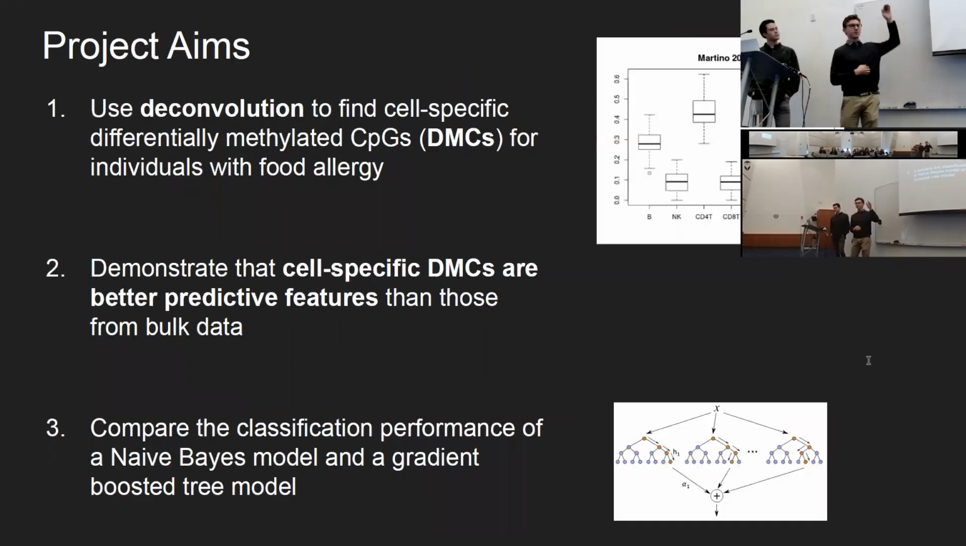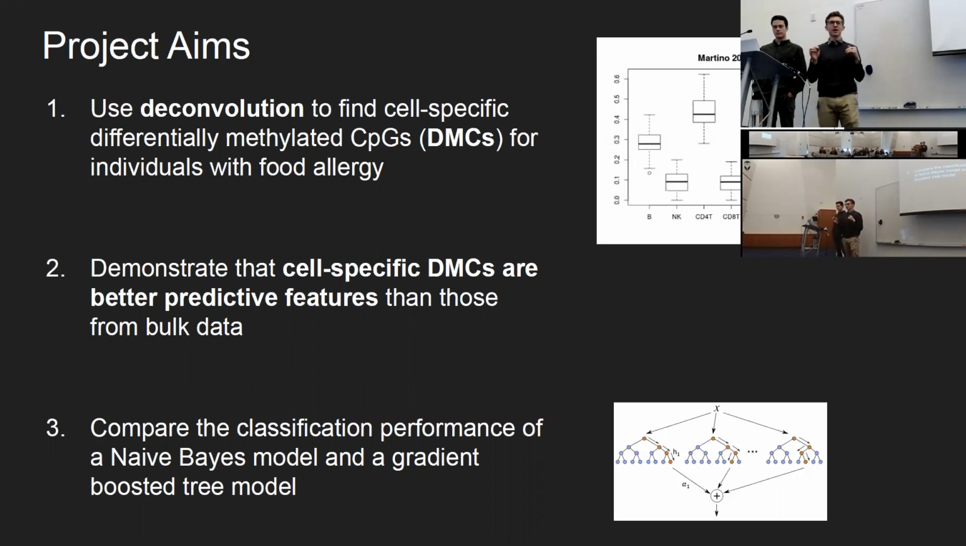The three aims. The first aim is to use a method called deconvolution, which is just going from bulk to cell type specific. The second is showing that using the cell type specific data can improve performance of a classifier. And the third thing we'll do is talk about comparing deconvolved data using a naive-Bayes classifier with a more state-of-the-art gradient-boosted tree classifier.